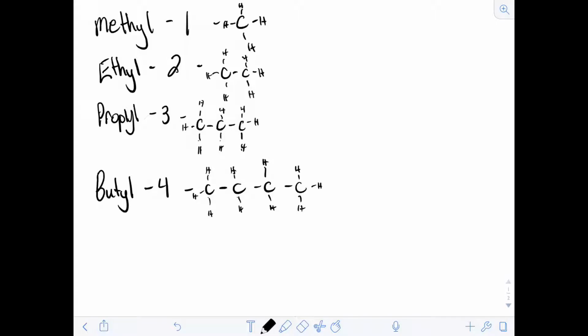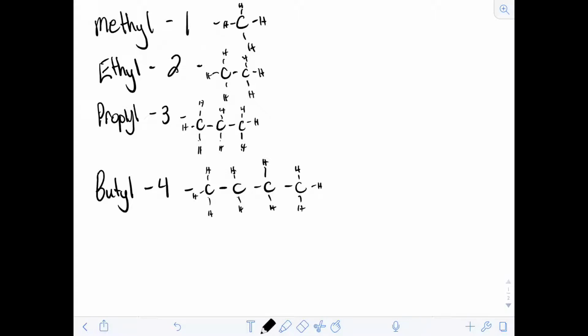So pretty much you're going to see these the entire time throughout Organic Chemistry 1 and 2. You're going to see them so much. I can't stress that enough. So you might as well learn these names now and commit them to memory.